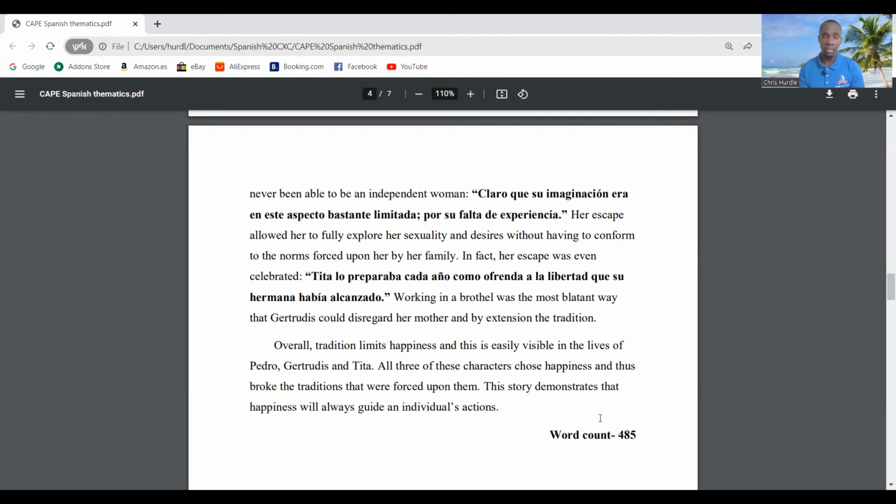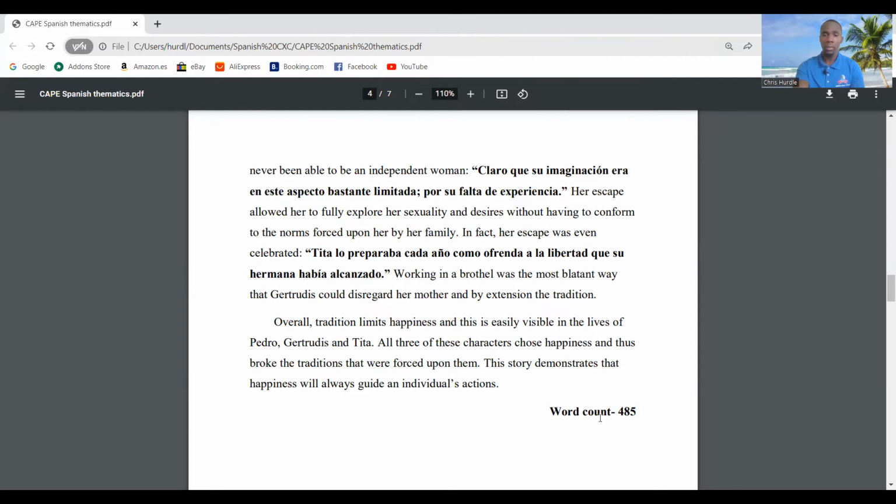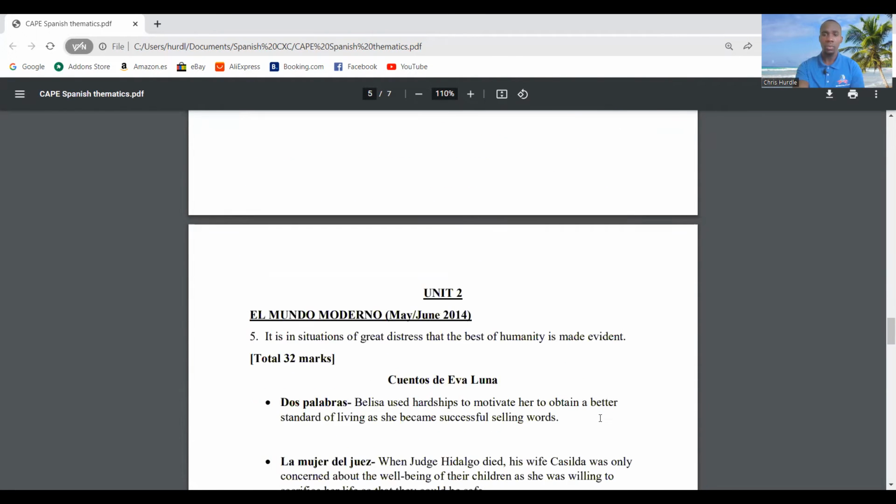Right? And what does this teach us? It demonstrates that happiness will always guide an individual's actions. So the word count, 485. So that would be an example of an essay from Unit 1. Now we go on to Unit 2.